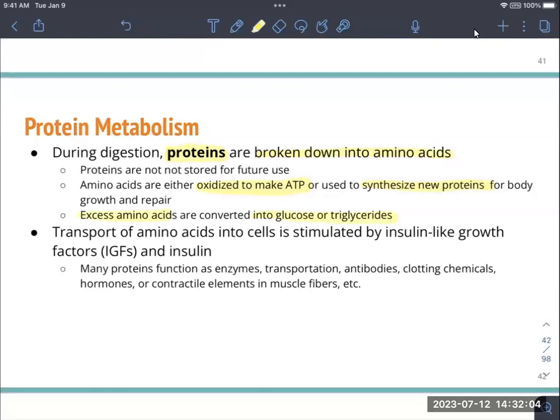The two hormones, insulin-like growth factor and insulin, help stimulate the transport of amino acids to our cells. So we have proteins in our body that do lots of different things. They can function as enzymes, they can transport, they can be antibodies, clotting chemicals, hormones, contractile elements, and muscle fibers, just to name a few. So we do use a lot of amino acids that we ingest to make a lot of different types of proteins.